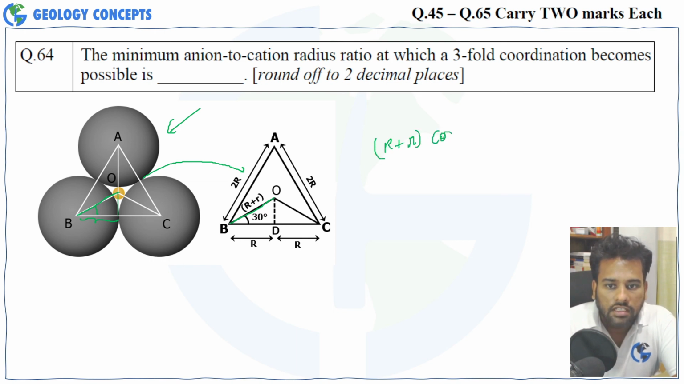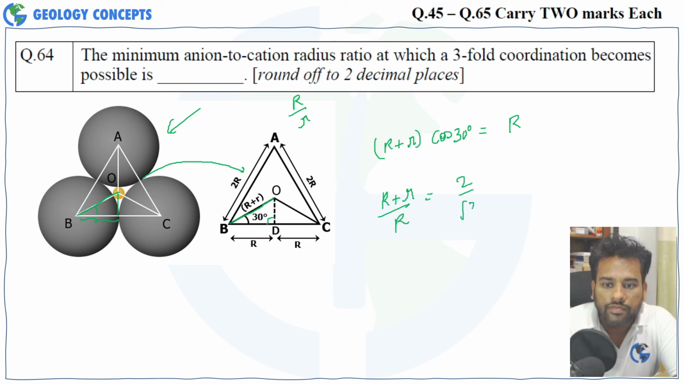So this is R. So from here we can say that (R plus r) cos 30 will be equal to R, according to this triangle BOD. It's a right triangle. So from here we can calculate. What the question is asking is minimum anion to cation radius ratio. Anion to cation means it is asking what is R by r. Okay. So now if we calculate that, from here we get (R plus r) by R is equal to 2 by root 3.